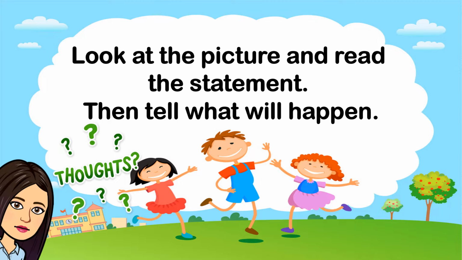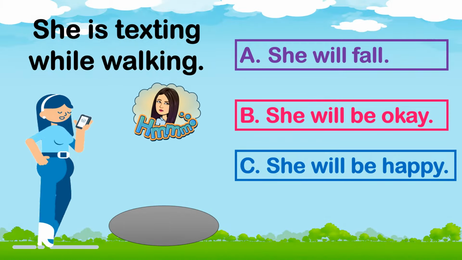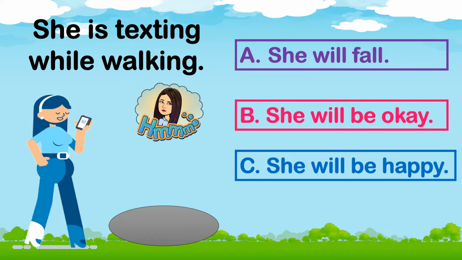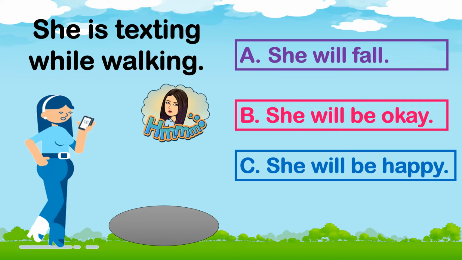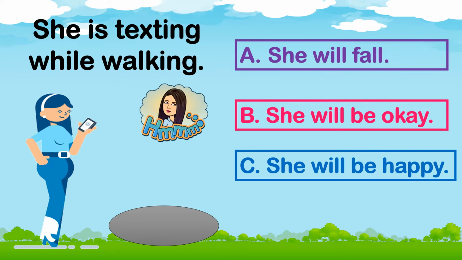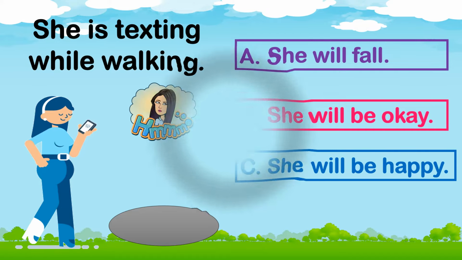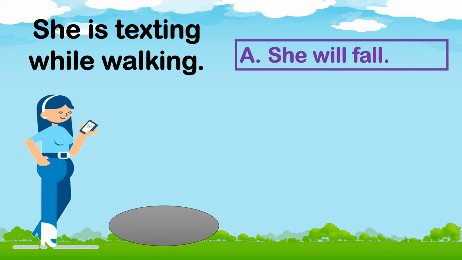Picture and read the statement. Then, tell what will happen. She is texting while walking. A. She will fall. B. She will be okay. C. She will be happy. Of course, the answer is letter A, she will fall.